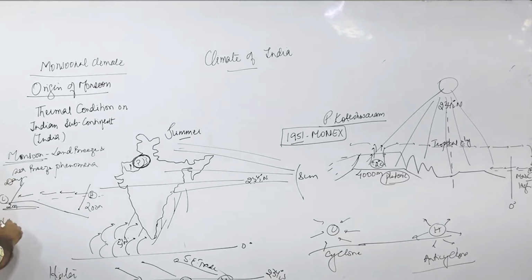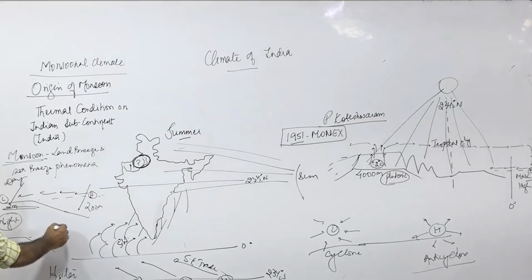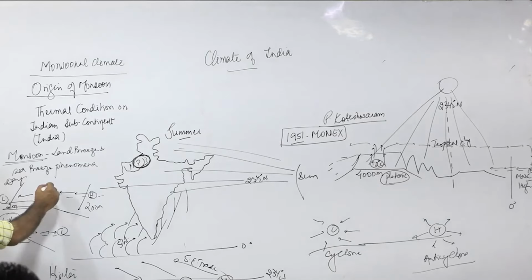At night, what happens? The same process reverses. For the whole day the water has been heated, so it becomes warm and there will be low pressure. The land that was heated will cool faster because of terrestrial radiation, so there will be high pressure. Wind blows from high pressure to low pressure areas. So this is called land breeze, and this is called sea breeze.